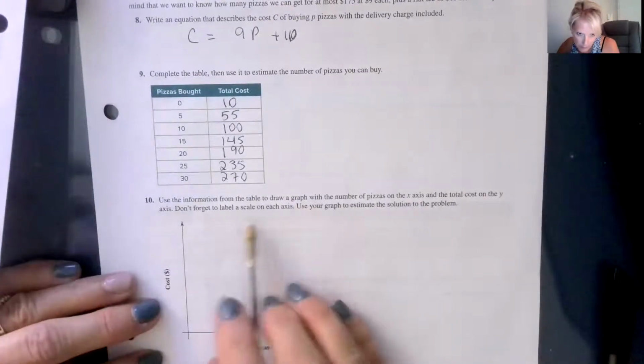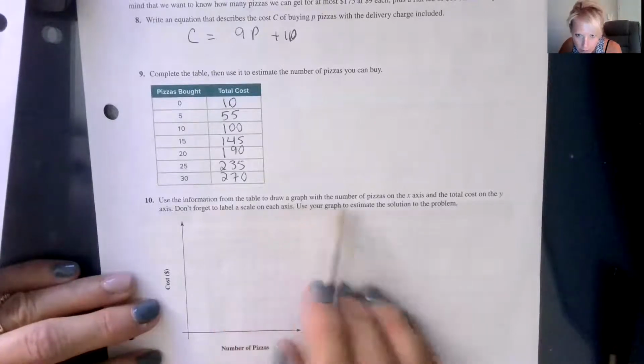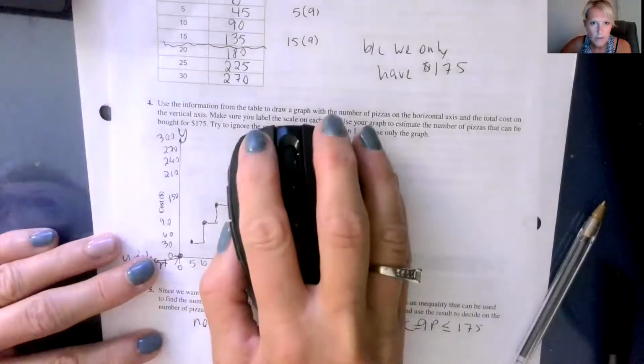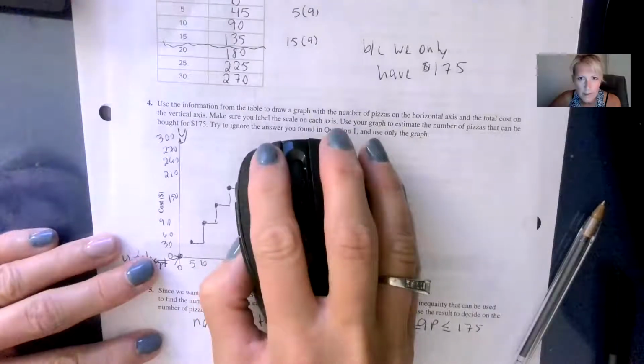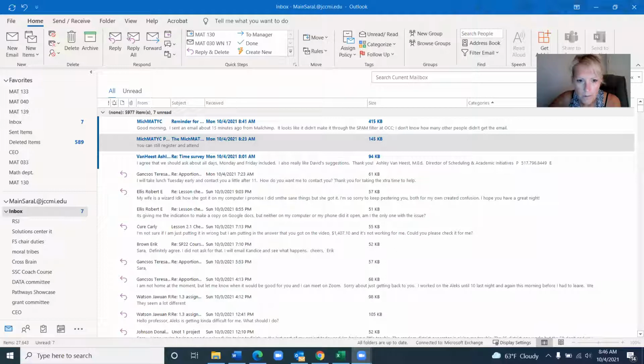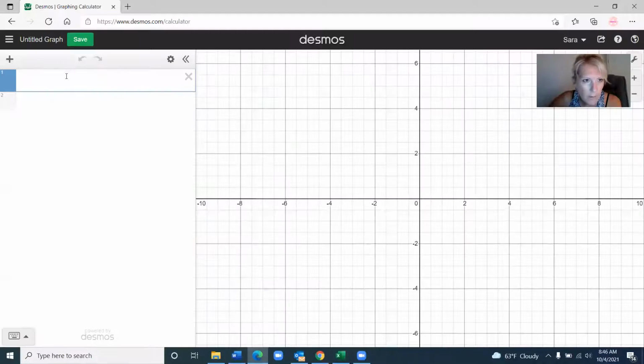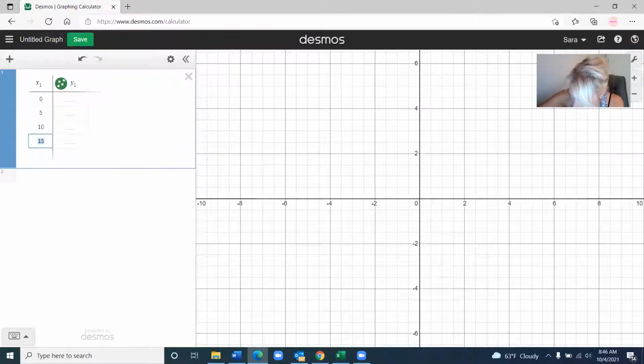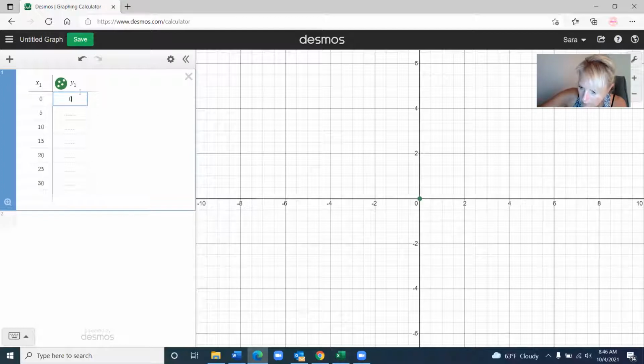Now, number 10 says, use the information from that table to draw a graph for the number of pizzas on the axis. I'm going to show you on Desmos so that you can see both graphs all at once, from when we didn't have a delivery fee to when we do have a delivery fee. I think that's good to see. So I'm going to go to a table here, and I'm going to put in 0, 5, 10, 15, 20, 25, 30. And then originally it was 0, 45, 90, 135, 180, and 270.